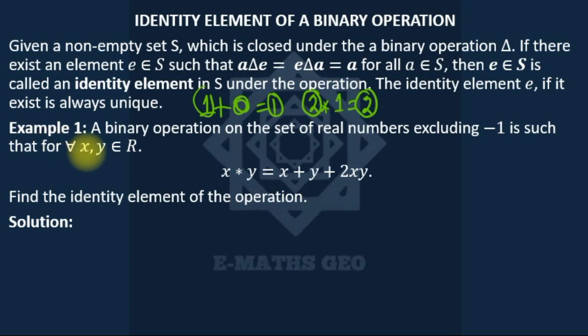Example 1: a binary operation on the set of real numbers excluding -1, so any other real number except -1, is such that for all x and y elements of real numbers, it is defined by this. So this is the definition. We're asked to find the identity element. So let the identity element be E.